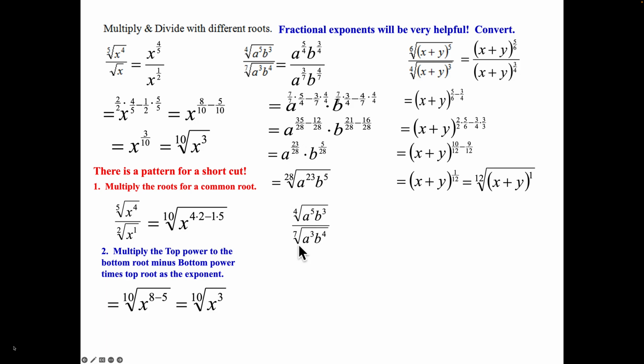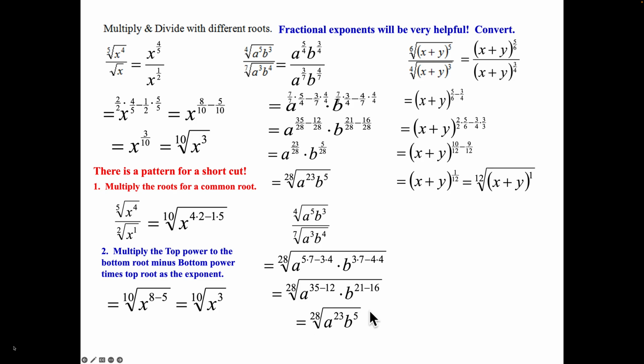We can do it for this one too. We'll get 28. 5 times 7 minus 3 times 4. Boom, there it is. For the b's, 3 times 7 minus 4 times the 4. And that's how we get our numbers.